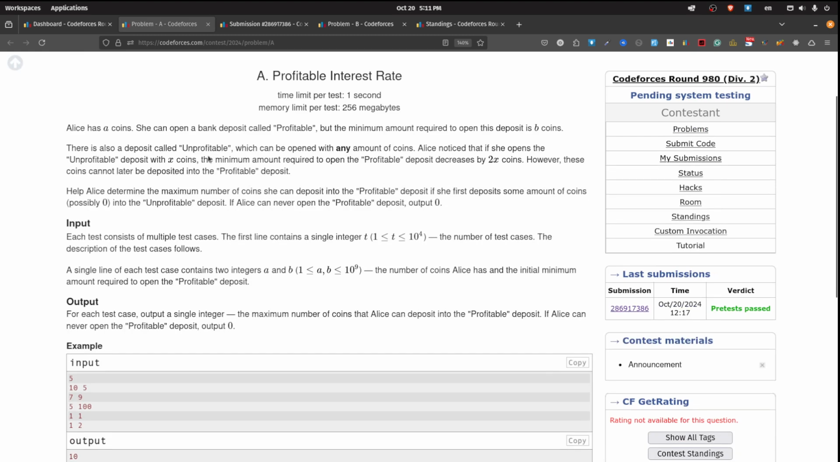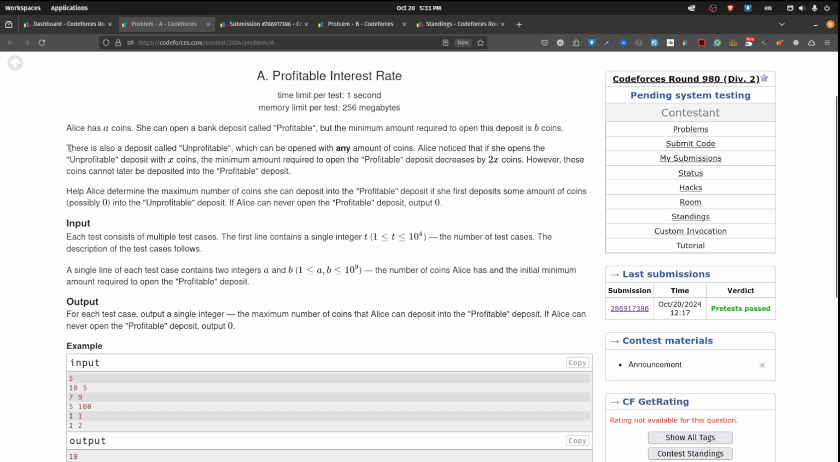Okay, so this problem basically says Alice has some coins. She can open a bank deposit called profitable, but the minimum amount required to open this deposit is B coins. So B coins are required to open the deposit.